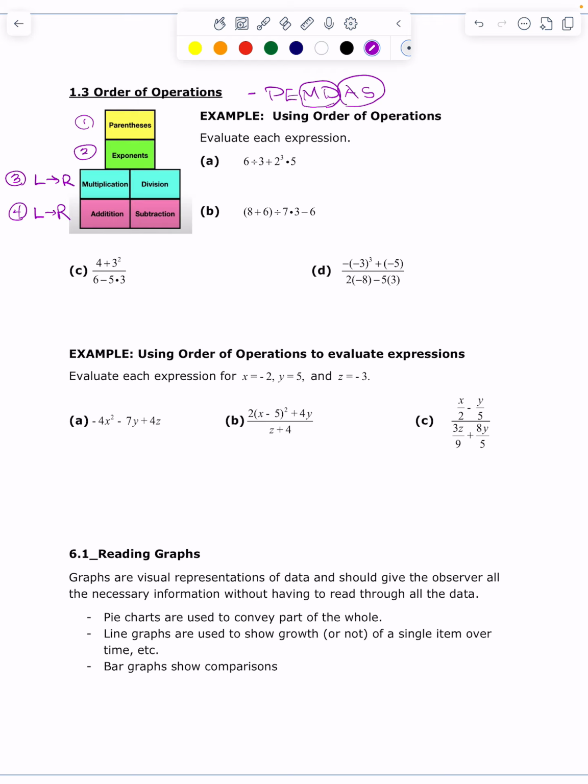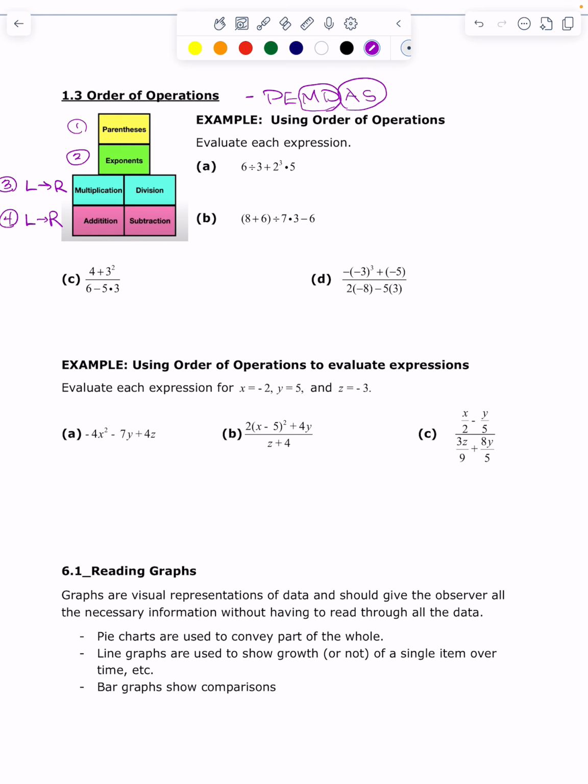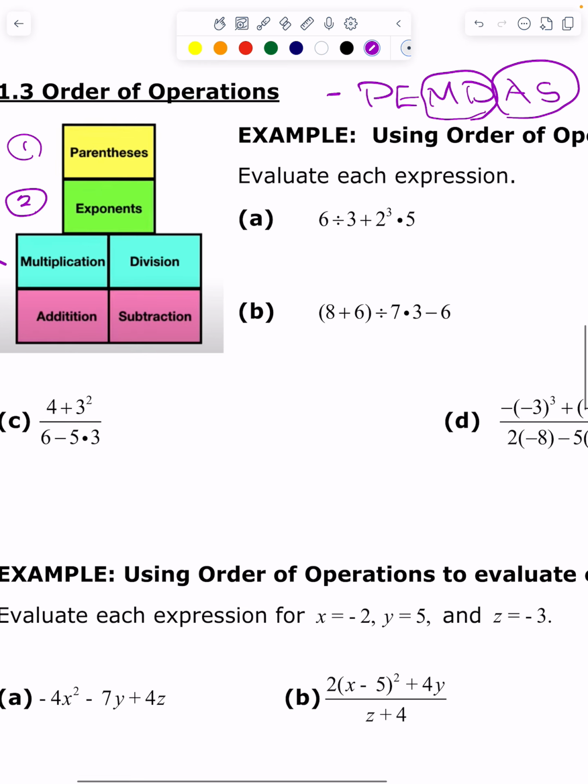Okay. So when we look at A here, 6 divided by 3 plus 2 to the third times 5. Let's go through our checklist. There are no parentheses. Exponents. I do have exponents, and let me see if I can color code here. So my exponents match up. I'm going to take care of this 2 to the third first. That's 2 times 2 times 2, which would be 8. And so I'm going to replace that 2 to the third with the 8, because that's all it means.